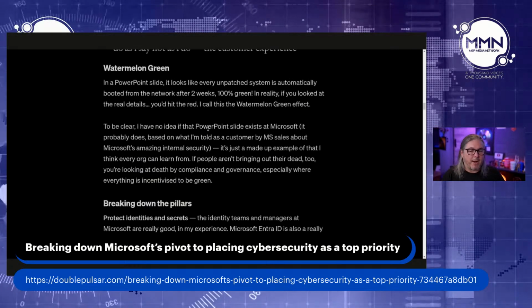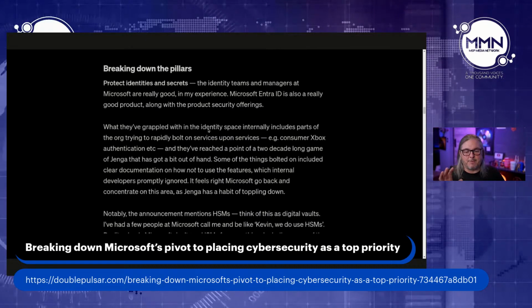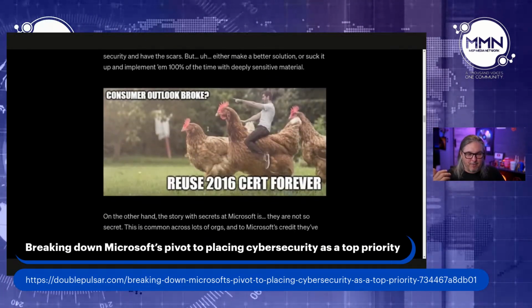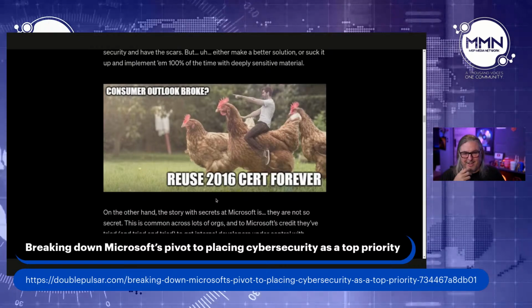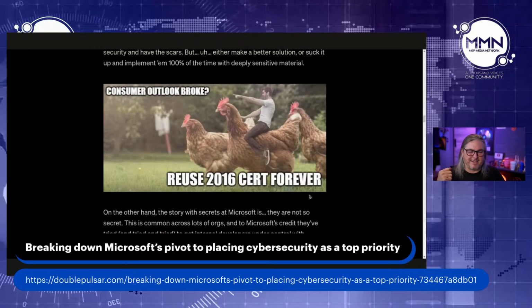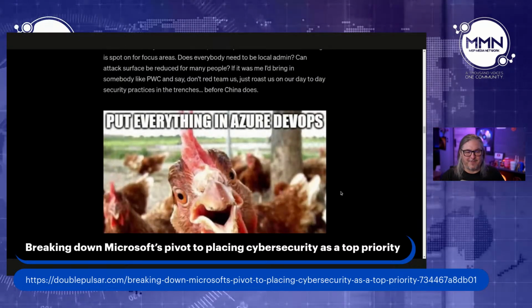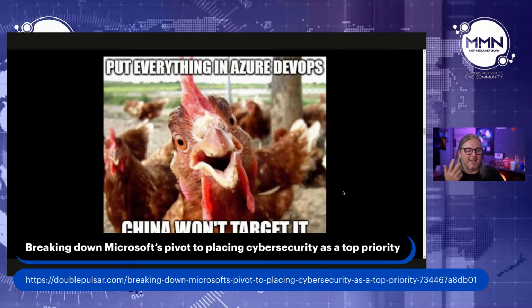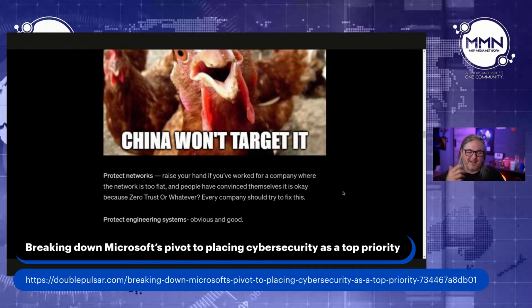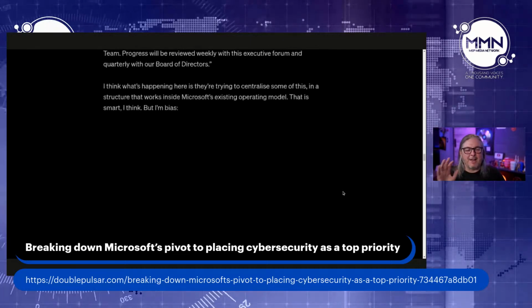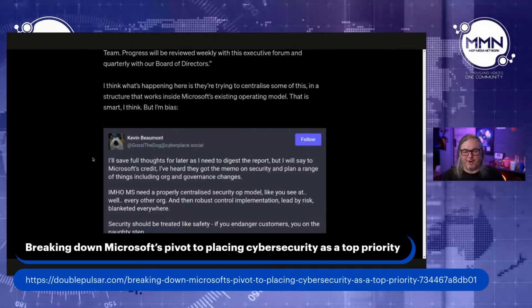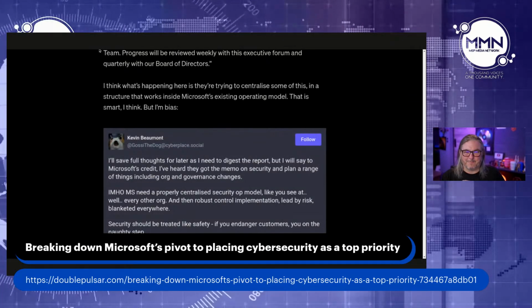So this is a good write-up. There's some positivity, but there's also, like he said, they are recognizing the barns are on fire. And there are some great memes in here. Consumer Outlook broke, reuse the 2016 cert forever. He breaks down some of the fun security. I love that he used chickens for everything. I don't really know why, but this is just fun. Reading any of his blog posts is always hysterical to me.